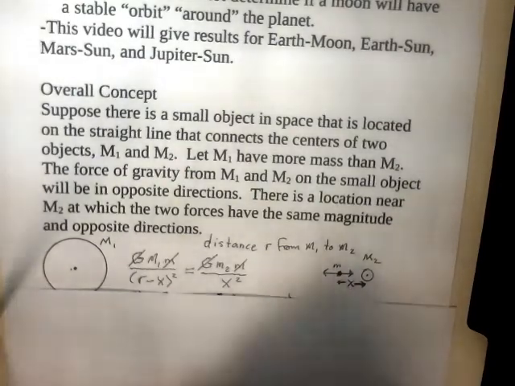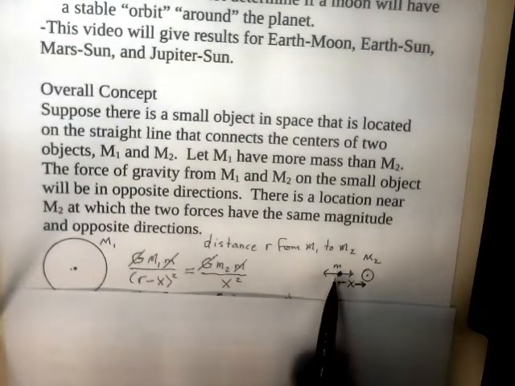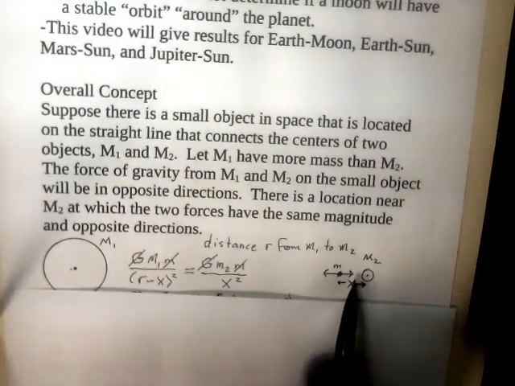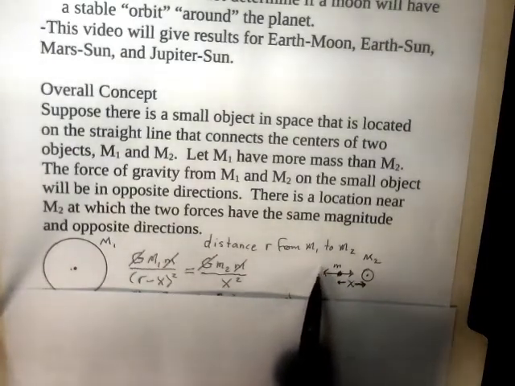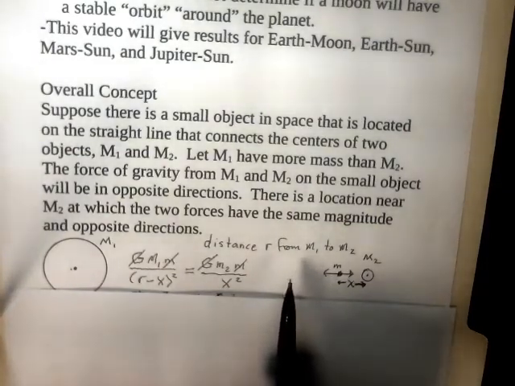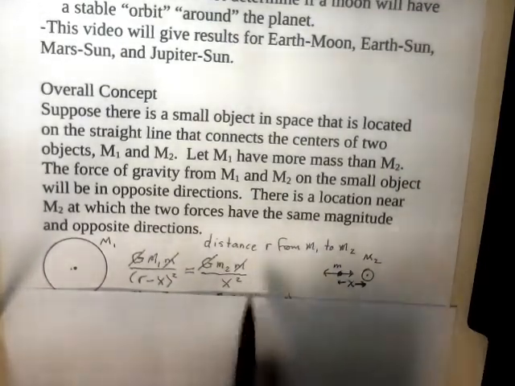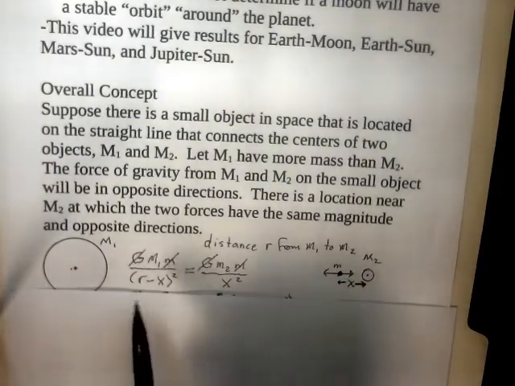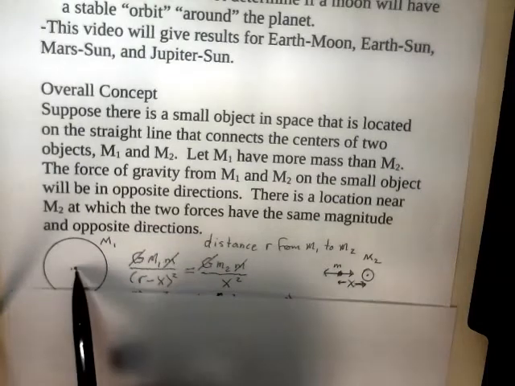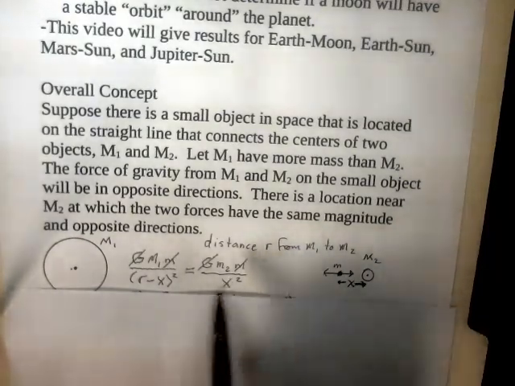There's going to be gravitational force of the Earth on this object that would tend to draw the object towards the Earth. And there's going to be gravitational force of the Sun on the object that's going to tend to draw the object towards the Sun. So the magnitude of these two forces balance. That's the point that we're interested in. There's a distance R from the center of the Sun to the center of the Earth, for example. We'll use a symbol R for that.